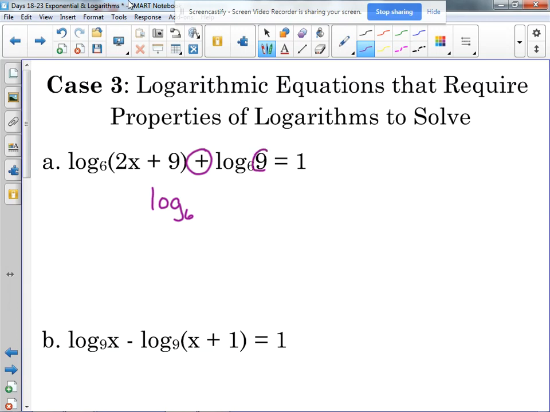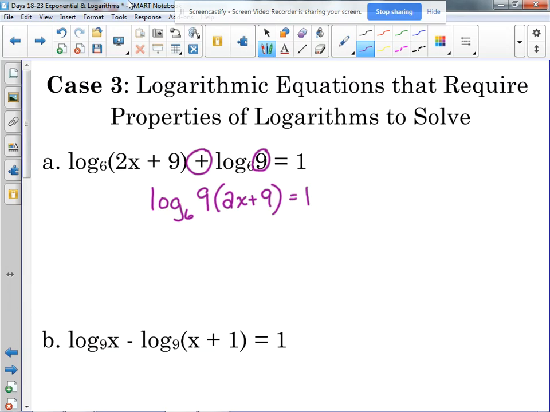Now, since the 9 right here is just a constant, even though it comes second, I'm going to put that in front when it comes to the multiplication because it's a constant multiple. Order of multiplication doesn't matter. Now, if it's a subtraction problem, that order does matter. When you divide, it does matter which one goes on top, which one goes on the bottom. But when you're multiplying, 9 times 2x plus 9 is the same as 2x plus 9 times 9. Okay? So we condense that to a single log.